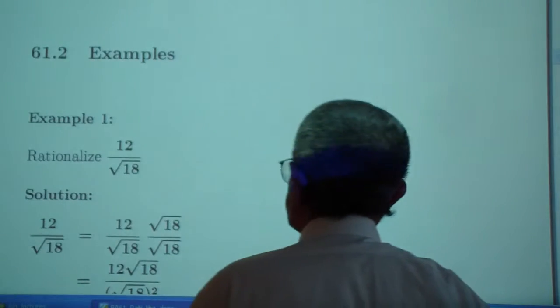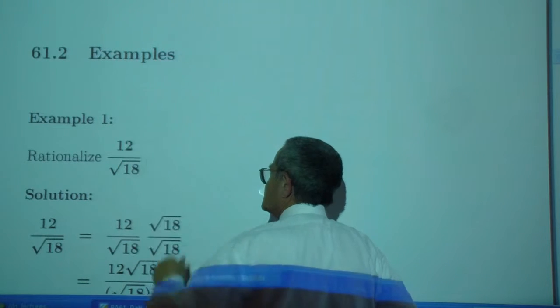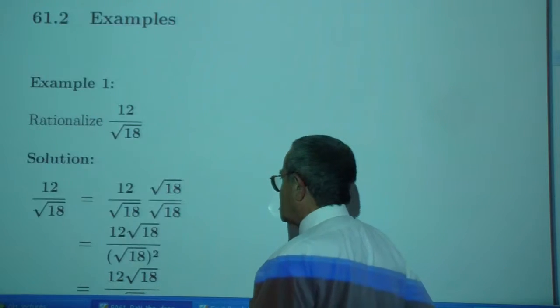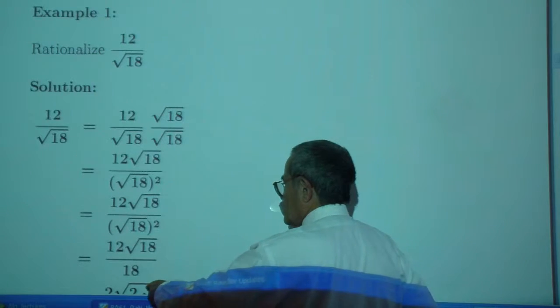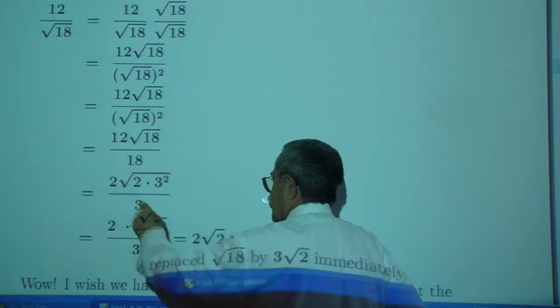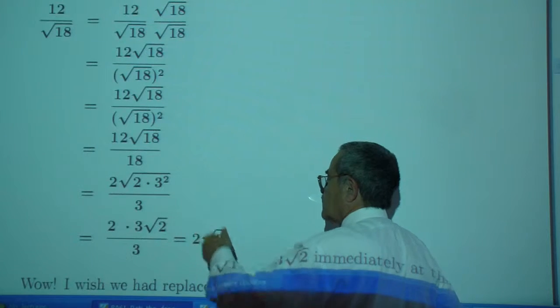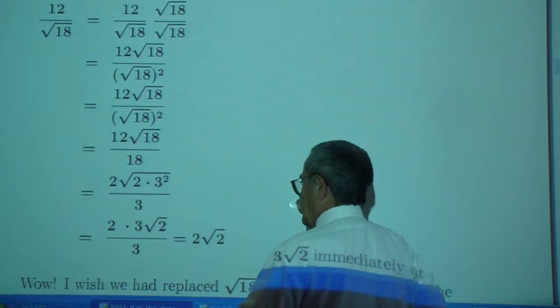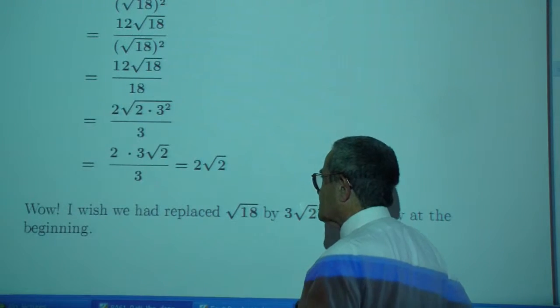Let's take a look at some examples. We want to rationalize and, of course, reduce 12 over square root of 18. We could multiply by square root of 18 over 18. We would get 12 square root of 18 over 18. We can factor out 3 squared, which becomes a 3, factor it out of the square root, and divide by 3, and we just get 2 square root of 2.